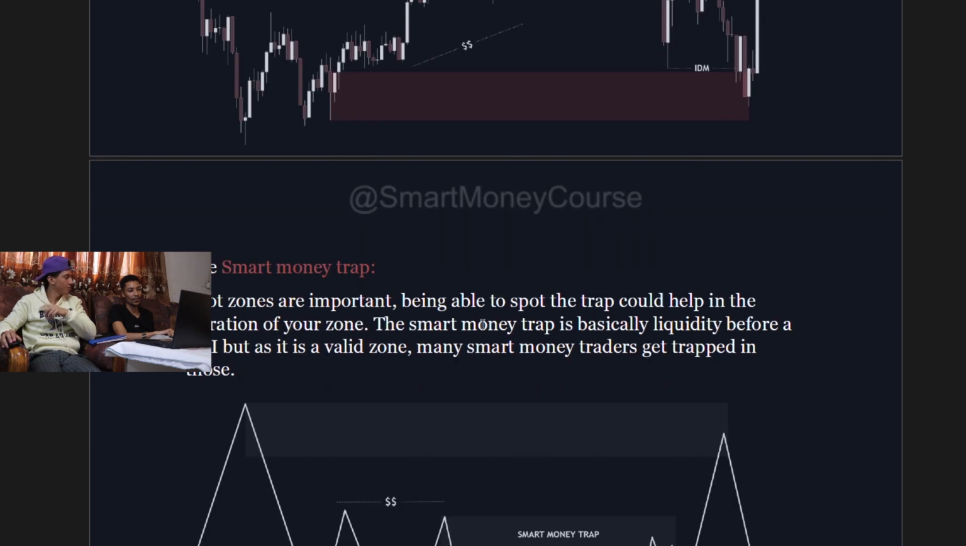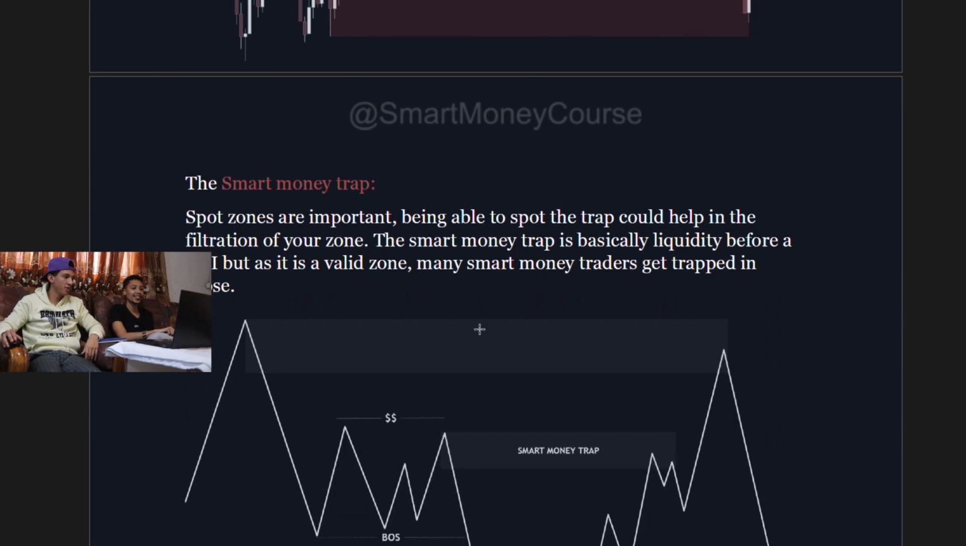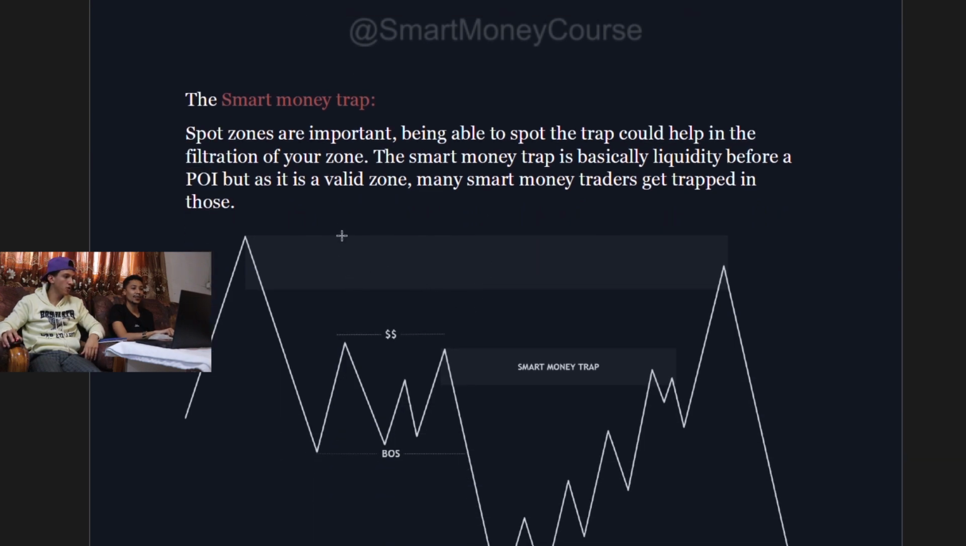So, smart money traps, this is what I was talking about, I forgot the term. So spotting zones is important. Being able to spot the trap could help in filtration of your zones, so it's filtering out the bad zones. The smart money trap is basically liquidity before the point of interest or order block, but as it's a valid zone, many smart money traders get trapped in those.